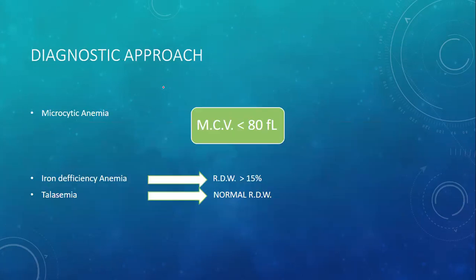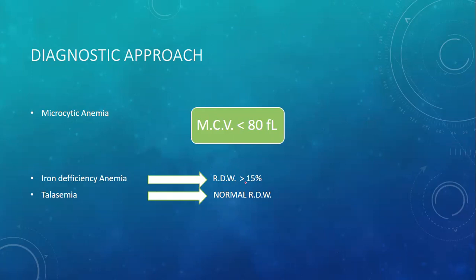So what is the diagnostic approach? If we get microcytic anemia, which means a mean corpuscular volume lower than 80, what do we have to do? We have to get our RDW, which I already told you what it is: the variation of size of a lot of red blood cells, okay?